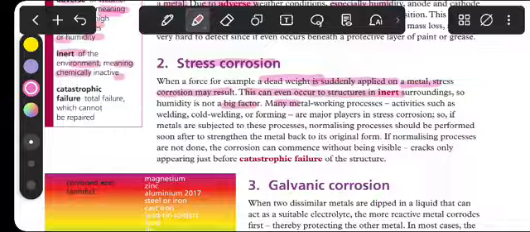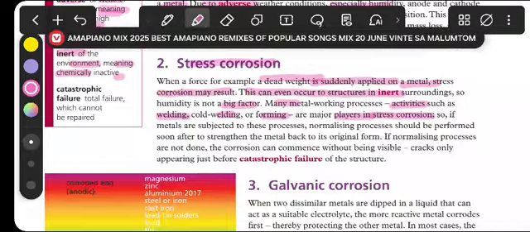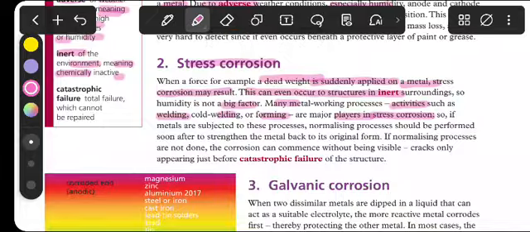Many metal working process activities such as welding, cold welding, or forming play a main part in stress corrosion. For example, when you are welding, you are applying stress. Cold welding and those forming processes can play a major part in stress corrosion.